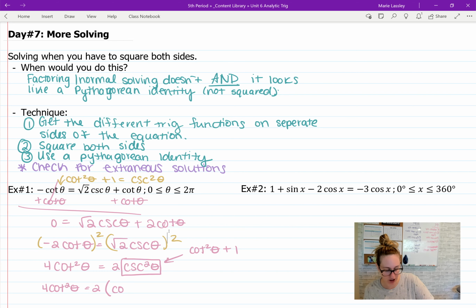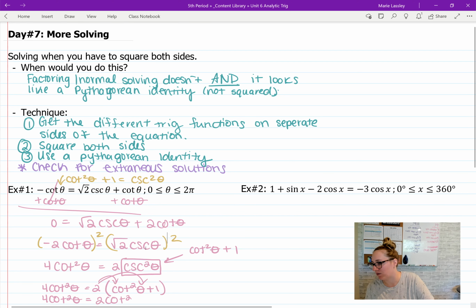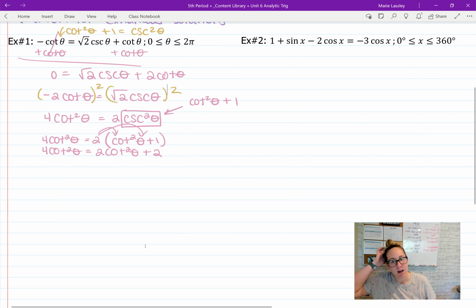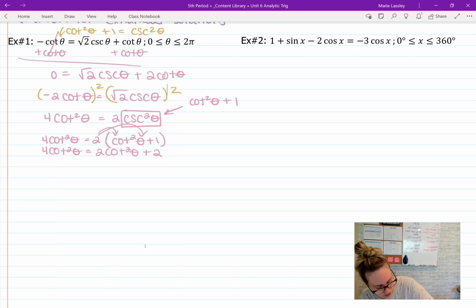Now I need to distribute my 2. So that's 4 cotangent squared theta equals 2 cotangent squared theta plus 2. Remember, distribute to everything. I'm going to move this down some. Next, I'm going to move the 2 cotangent squared over to the 4 cotangent squared, right? So subtract. Now we're at our solving part. We have just one trig function, so we're really just solving for theta.